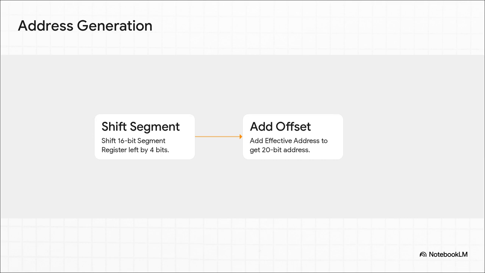It takes the 16-bit starting address from a segment register and shifts it left by 4 bits. Now, in binary, that essentially means just slapping 4 zeros at the end, which mathematically transforms it into a 20-bit base address. Then it simply adds an offset or effective address to that base. Base plus offset equals the exact 20-bit memory location. Think of it like this. It's literally like using a zip code and then adding a specific house number to get precise coordinates.